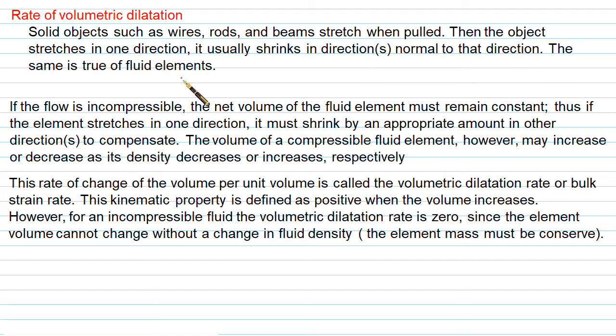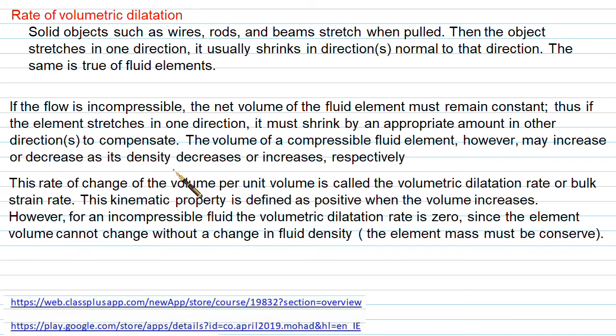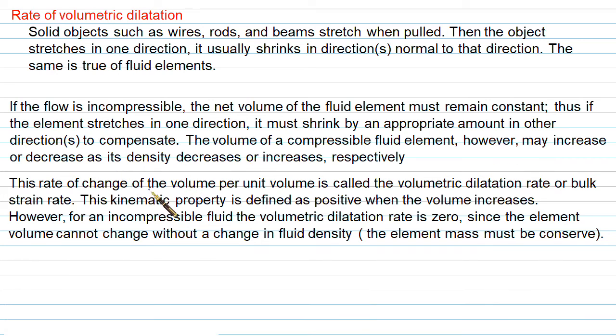The same is true in the case of a fluid element. If the flow is incompressible, then the net volume of the fluid element must remain constant. Thus, if the fluid element stretches in one direction, it must shrink by an appropriate amount in the other direction to compensate. Then only the total volume change will be equal to 0. The volume of a compressible fluid element, however, may increase or decrease as its density decreases or increases respectively. This rate of change of volume per unit volume is called volumetric dilation.